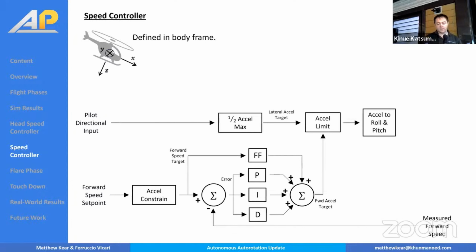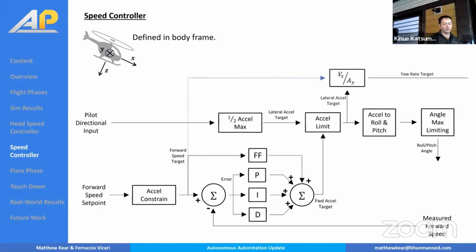With our accel target or limited accel target, we can then calculate roll and pitch angle. And then that roll and pitch angle is then compared to the angle max. And this is the angle max of the vehicle that everyone who flies copters is familiar with. Again, if we hit that limit, we are preventing I-term wind up.